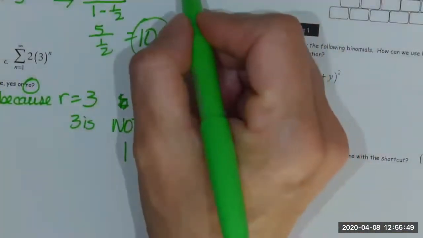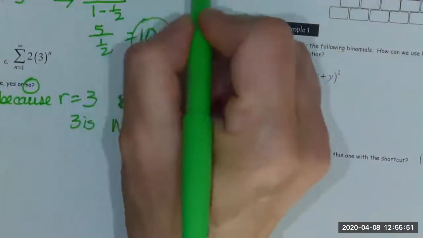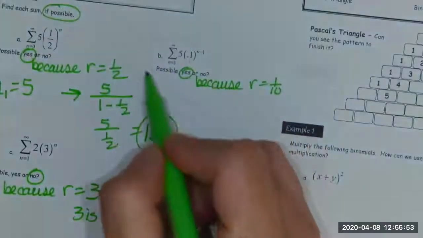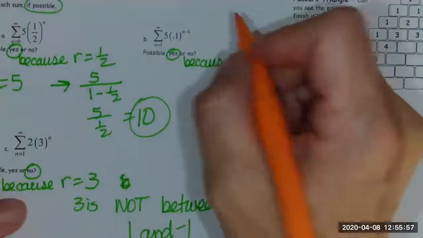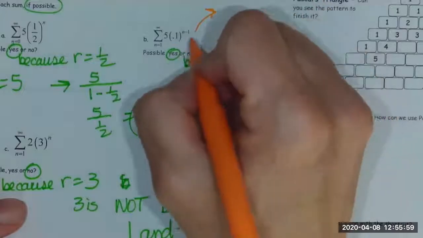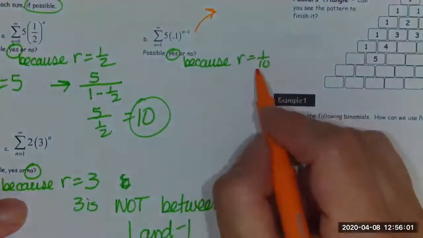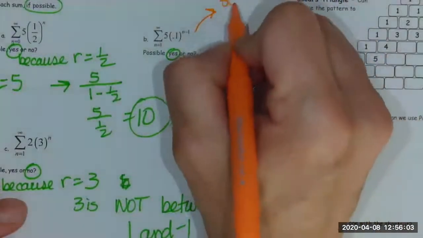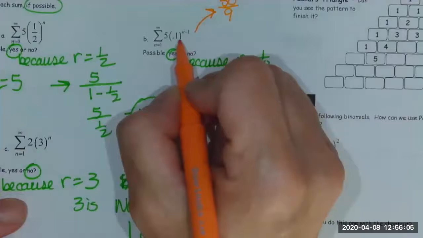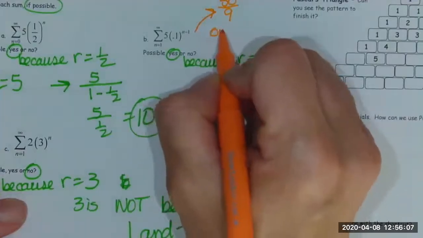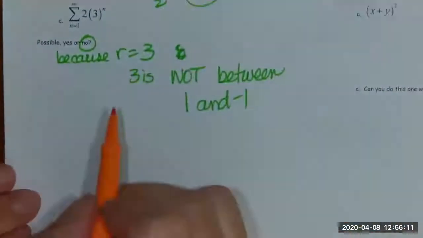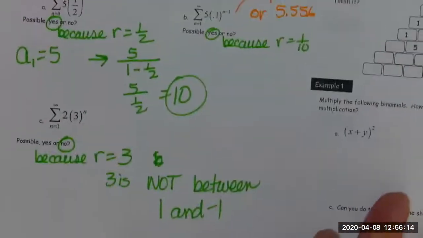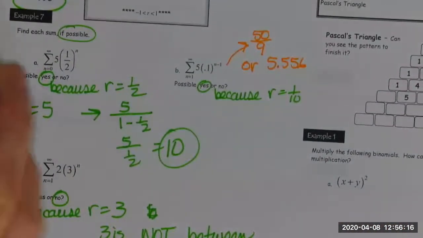Okay? So let's try these two. Take a second, you can pause me, and type these into your calculator. This one is going to come out to be, if you type in 1/10 with a fraction, 50/9. If you type it in as 0.1, you'll get 5.556. And this one we can't do. So let's take a second and you try that one.